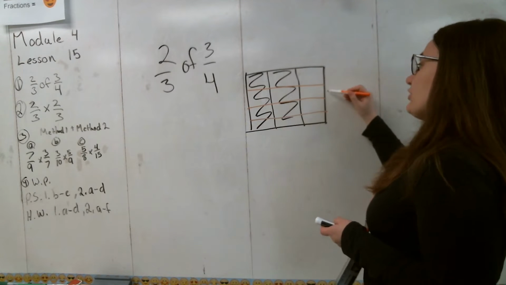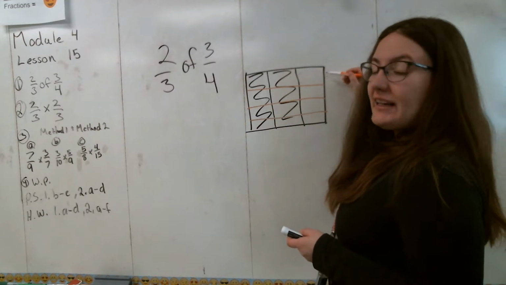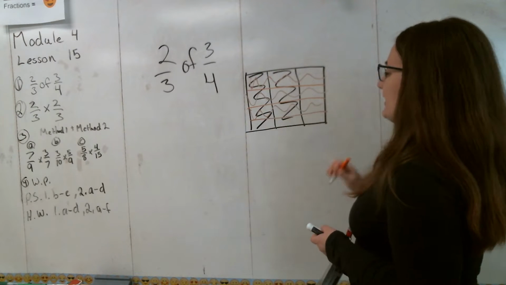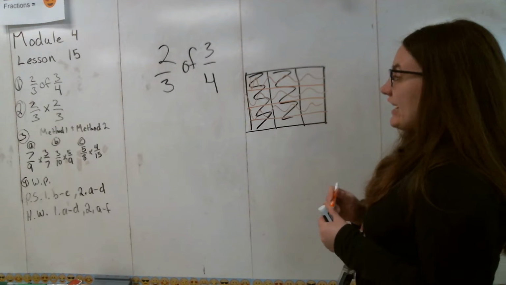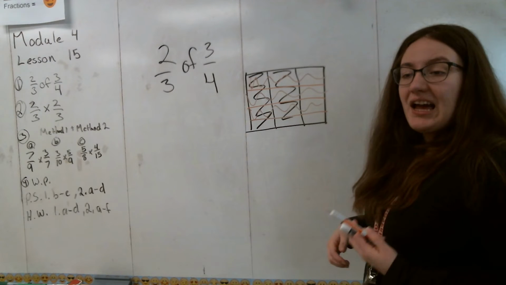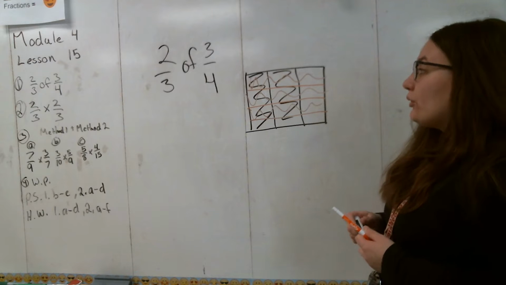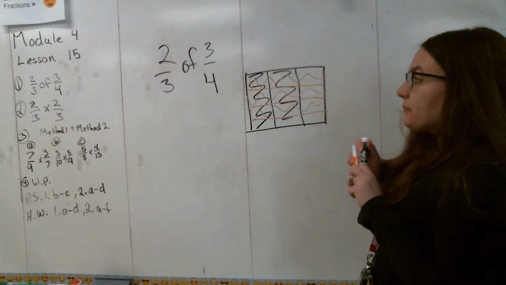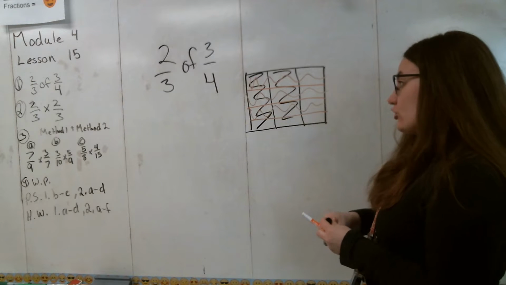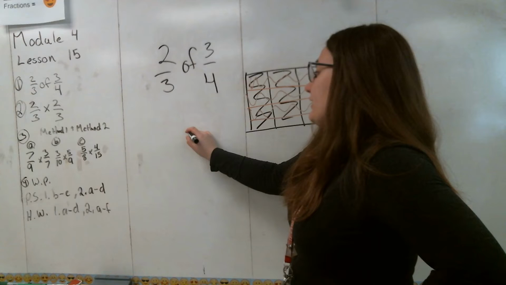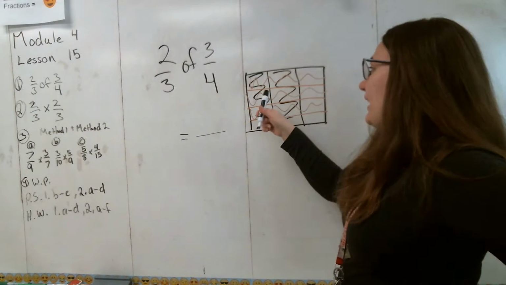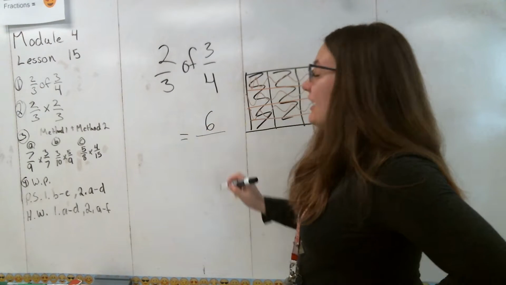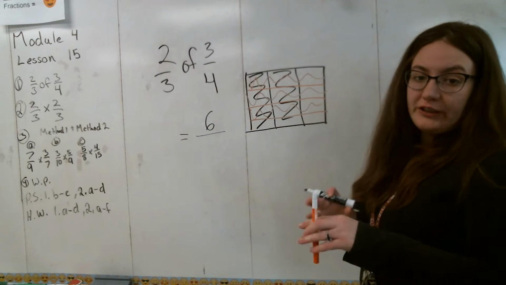So I have 1/4, 2/4, 3/4. So I need to shade in this entire row, this entire row, and this entire row. So I shaded those in, and now I need to count how many boxes have both colors or are overlapping in their shading, because that will show me the product for my numerator. So to find the product for my numerator, I need to count the boxes. So I have 1, 2, 3, 4, 5, 6 boxes that have overlapping colors, overlapping shading.